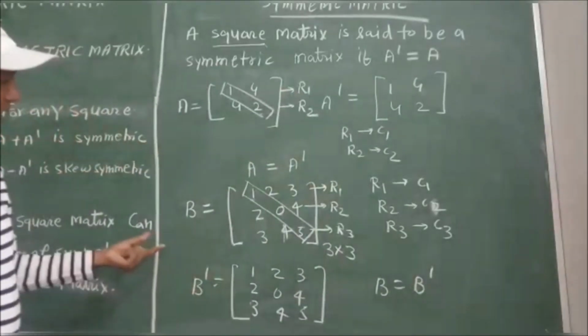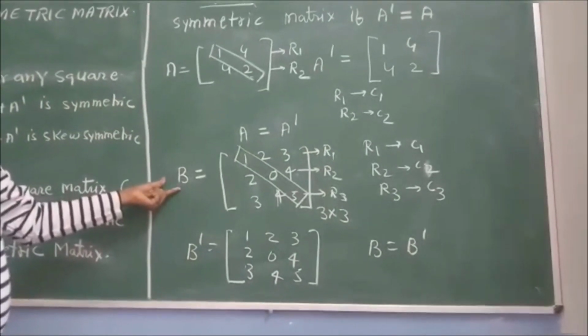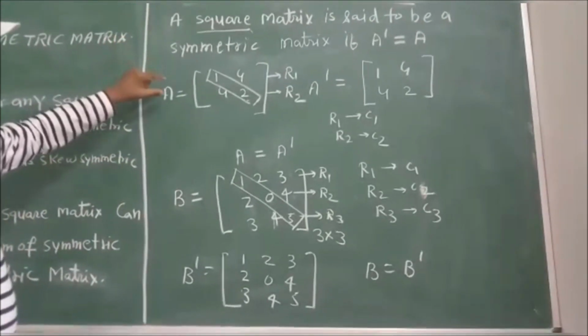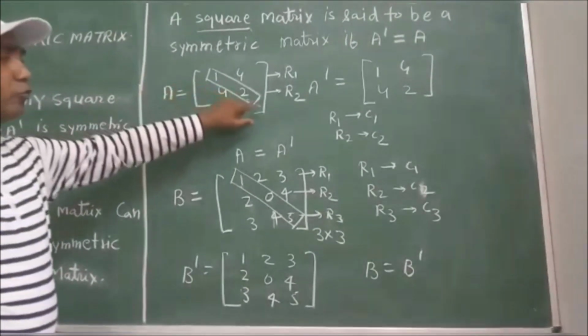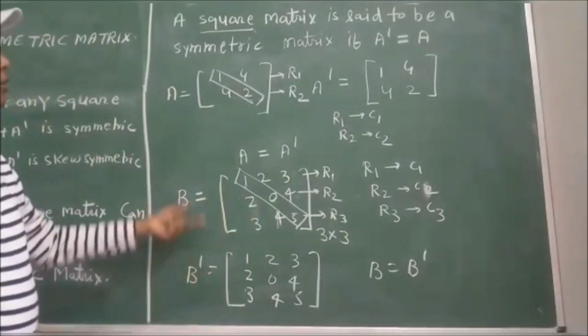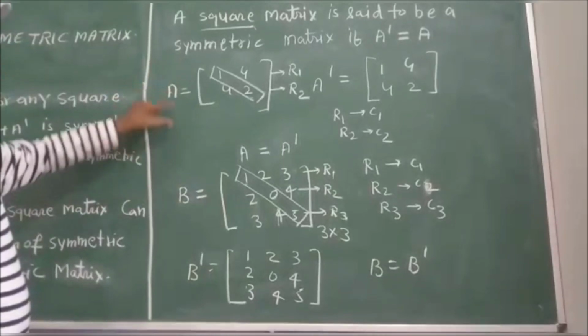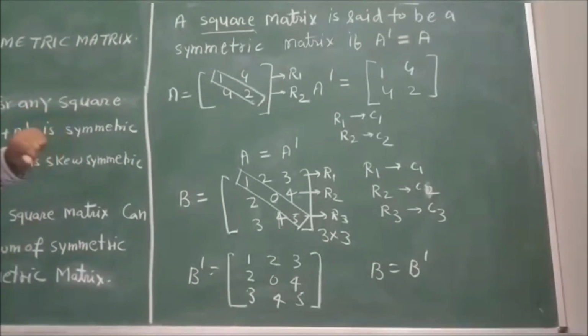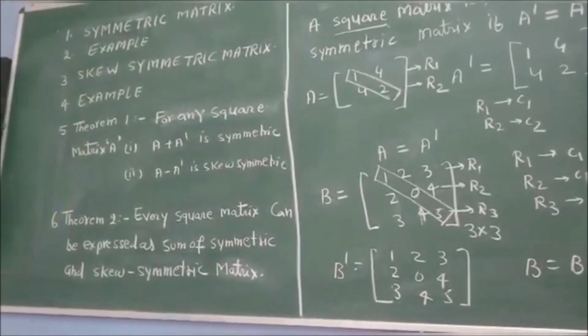So we can say that B is also an example of a symmetric matrix. You have also seen that whether we take an example of a 2 by 2 matrix or a 3 by 3 matrix, both are the same. So A and B, both are examples of a symmetric square matrix. Okay, then come to the next example.